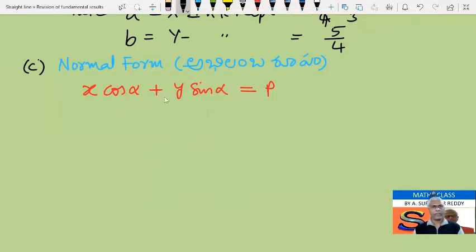In this, p is the length of the perpendicular drawn from the origin to the given straight line.